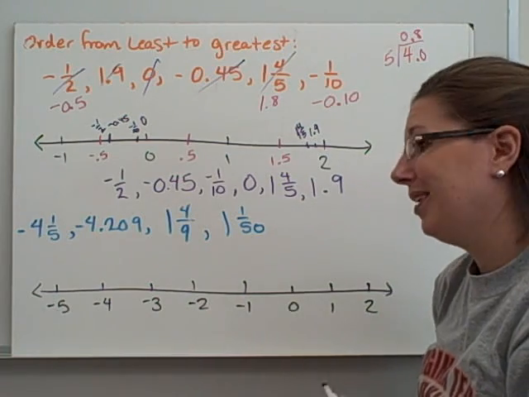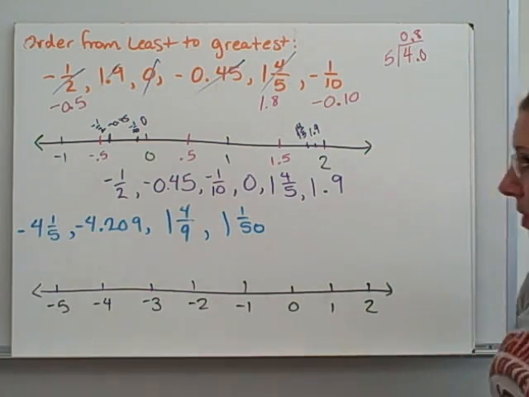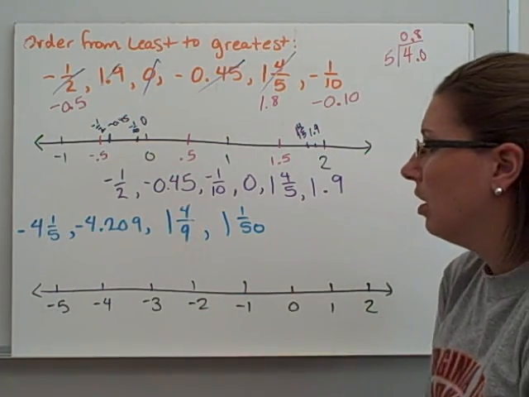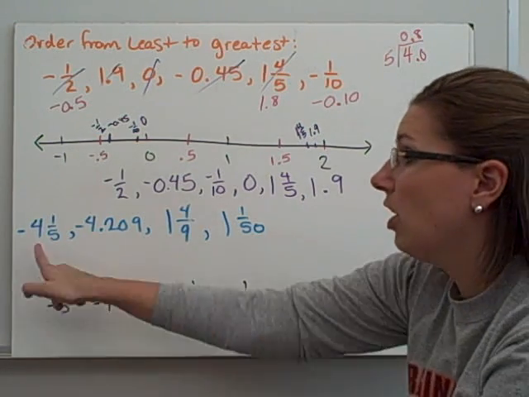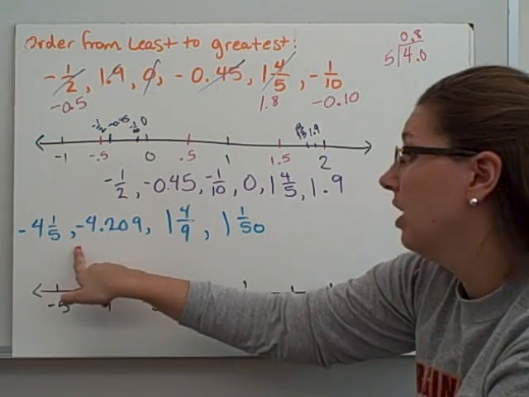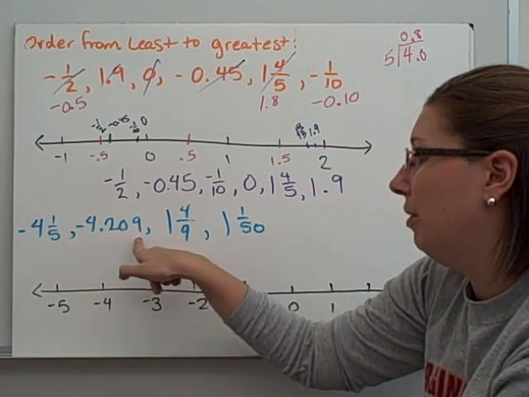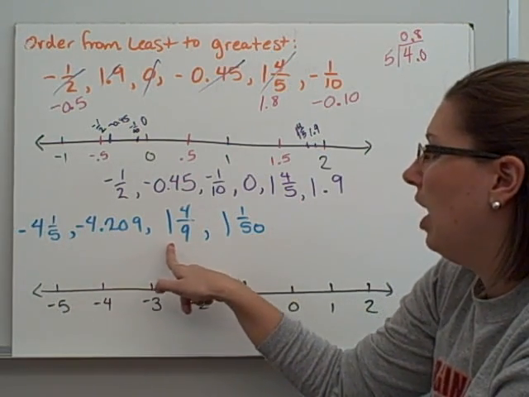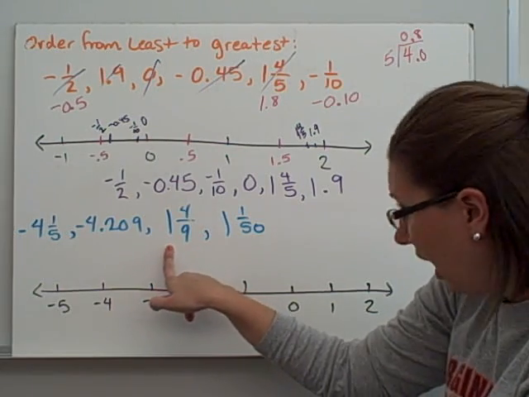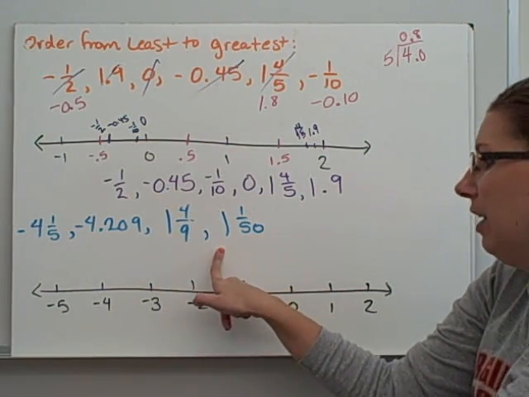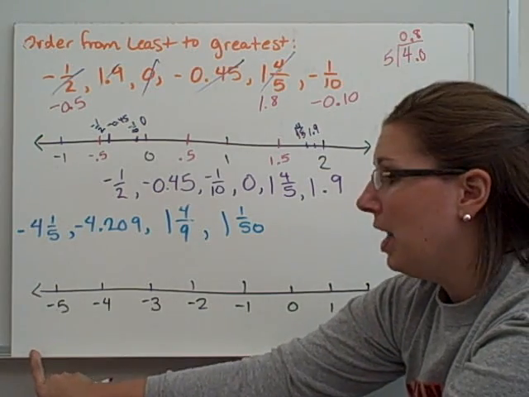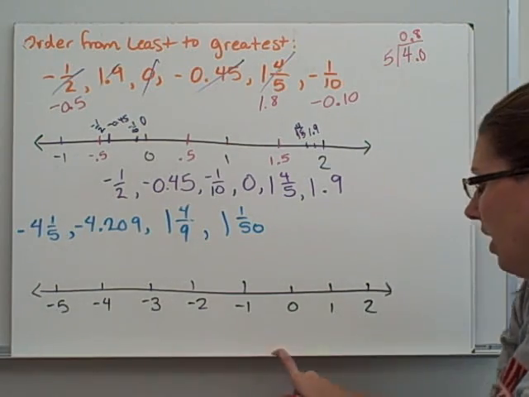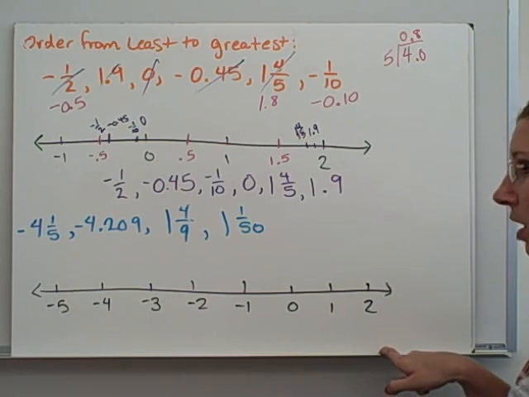It's a lot, okay? Let's try this one. We've got 4 numbers. We've got -4 1/5, -4.209, +4/9, and +1 1/50. If you look at my number line, I have to span from -5 all the way up to +2. Okay?